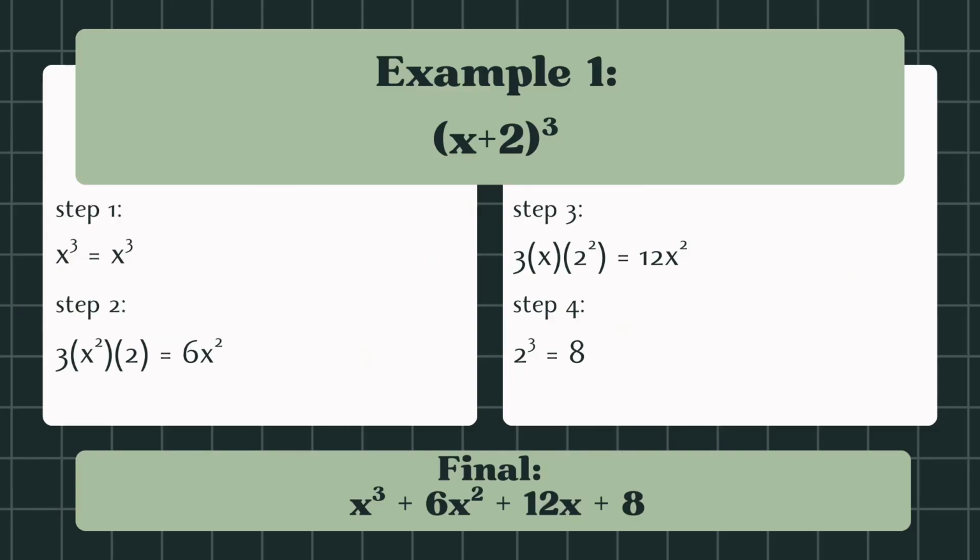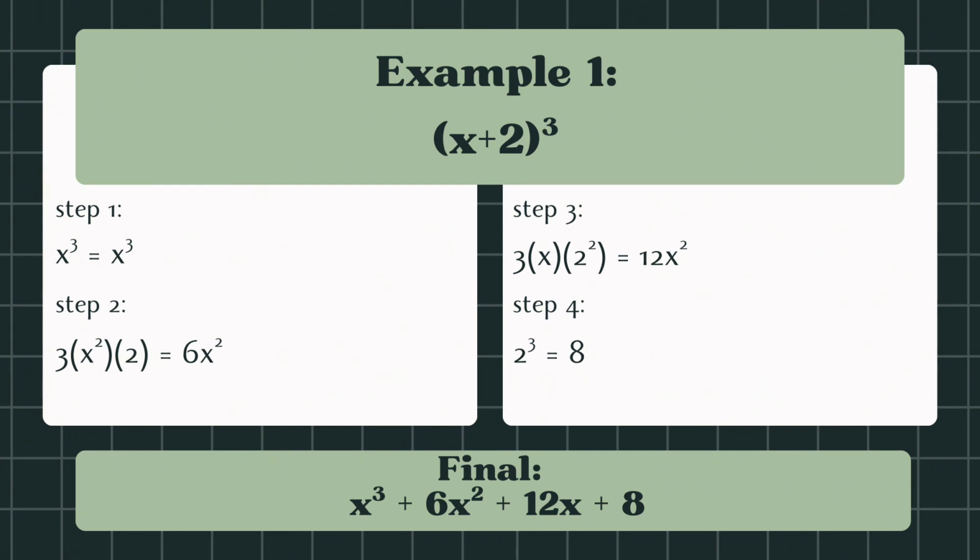Step-by-step example. Let's use this with a real example. The quantity x plus 2 cubed. We'll apply the formula. Number 1. x raised to 3 equals x cubed. Number 2. 3x squared times 2 equals 6x squared. Number 3. 3 times x times 2 squared equals 3x times 4 equals 12x.